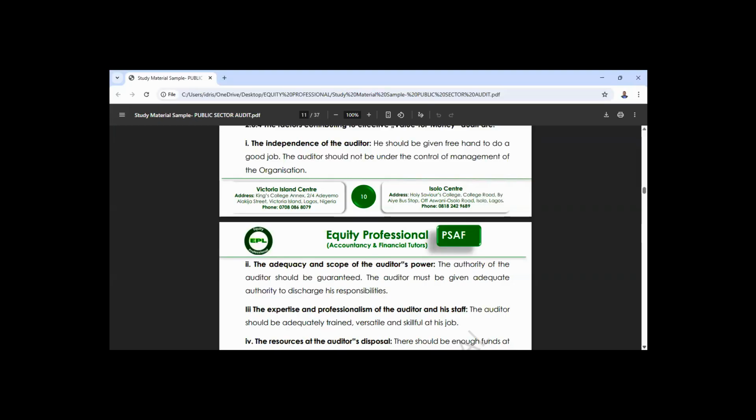One of these factors is called independence of the auditors. If we want to have an effective value for money audit, the auditor must be independent. The auditor must be totally independent from the management. The auditor must not be controlled by the management or by the auditee.